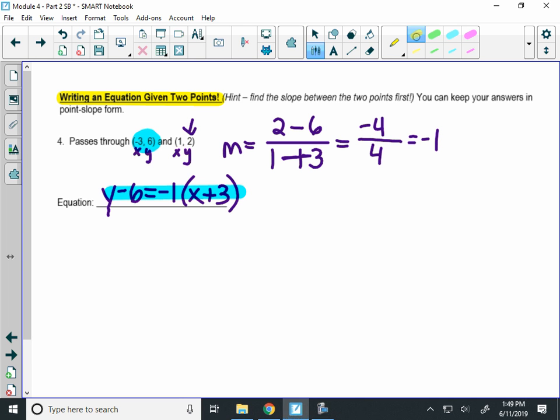If I decided to use the second point, here's what my equation would look like. Y minus 2 is -1 times x minus 1. They actually are the exact same line. If you solved the equations, like if you graphed them, it would be the same line. They just look a little bit different.